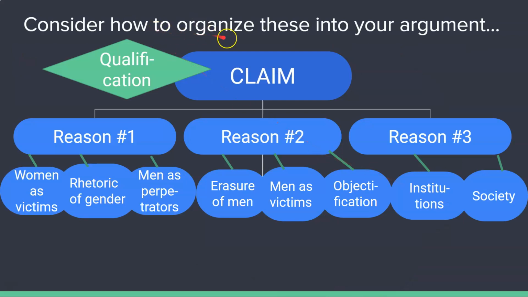Now from there, you want to consider how to organize these into your argument. So like I said before, you want to make sure you have that claim or thesis statement and qualifying that thesis statement, and then you want to come up with a reason 1, reason 2, and reason 3. So the way that this student has it organized is reason 1 is women as victims, rhetoric of gender. Reason 2 is men as victims, objectification. And reason 3, institutions and society as a whole.